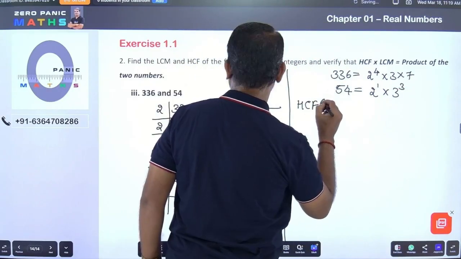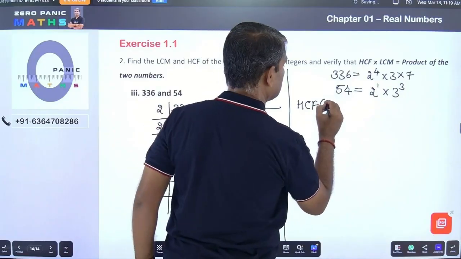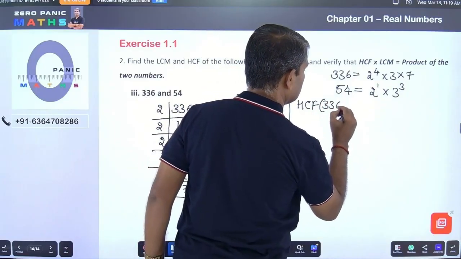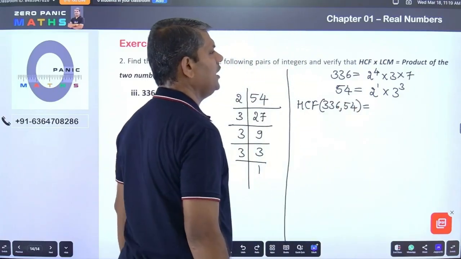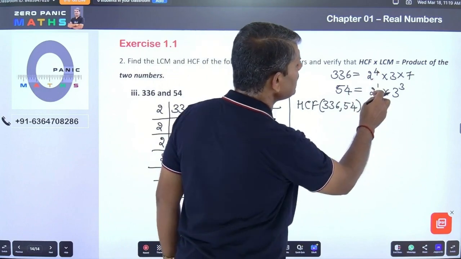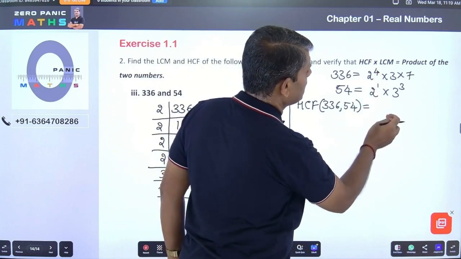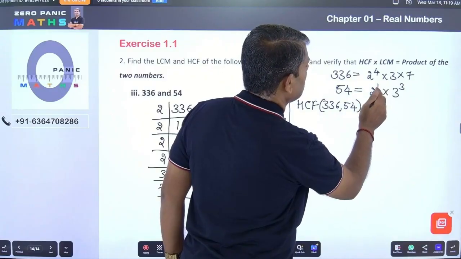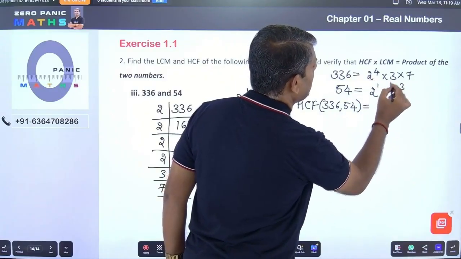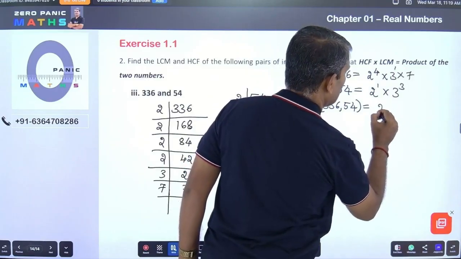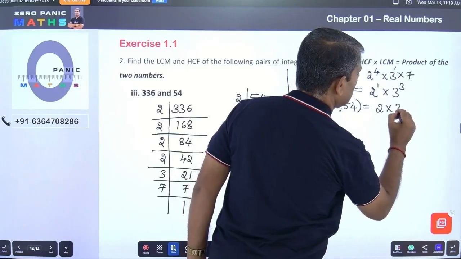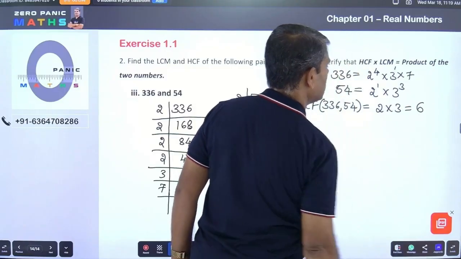HCF of 336 and 54 is common factors with lowest powers. What is common factor? Common factors are 2 and 3. Lowest powers are 1 only. Okay, so 2 into 3, which is 6.